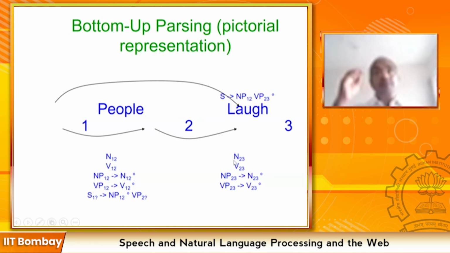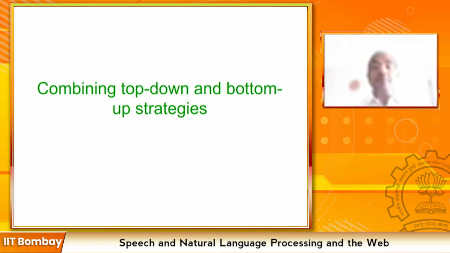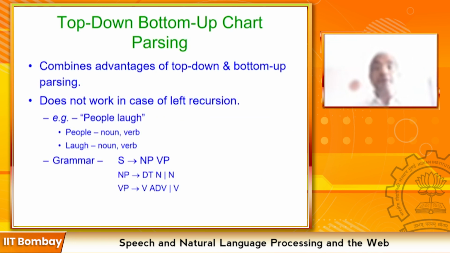So even though it came to the computational process, this is called a chart. Even though it came to the chart, it was not used, but still it is useless. So the merits of both algorithms, top down and bottom up, were combined to get what is called top down bottom up parsing. Okay, top down bottom up chart parsing. So it combines the advantages of top down and bottom up parsing.